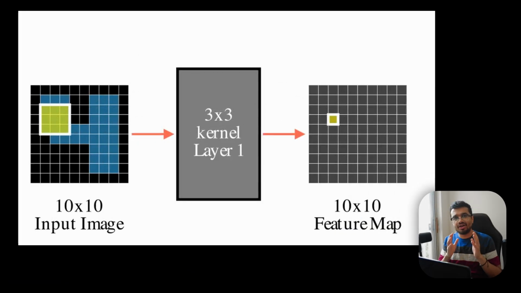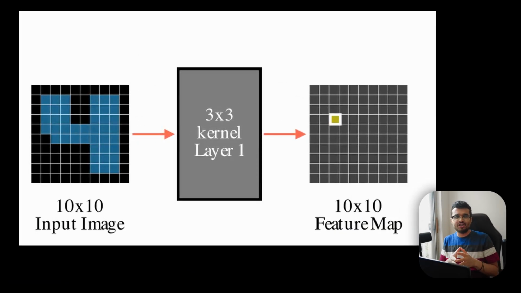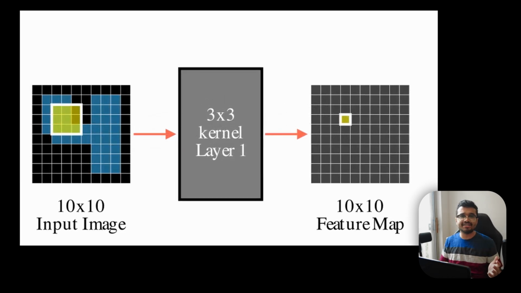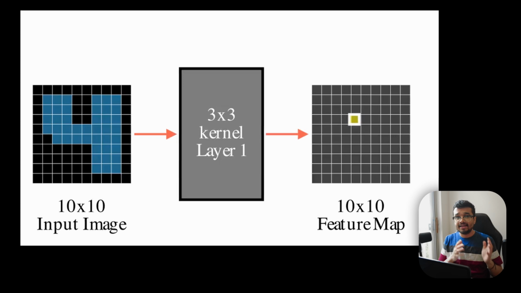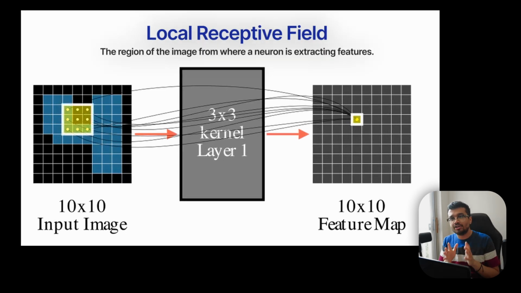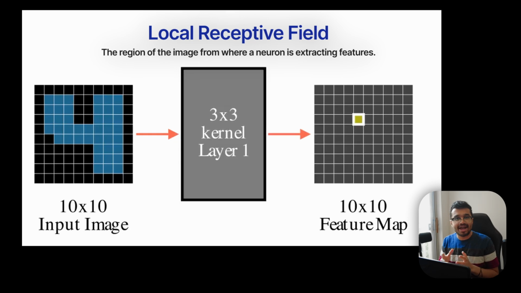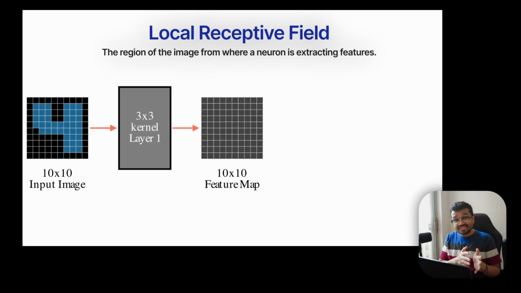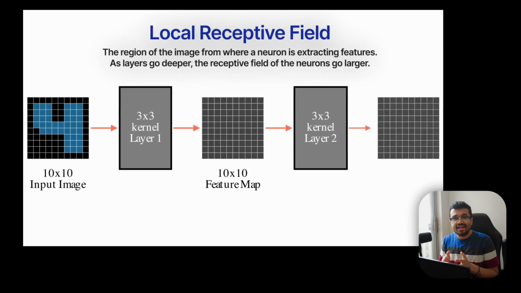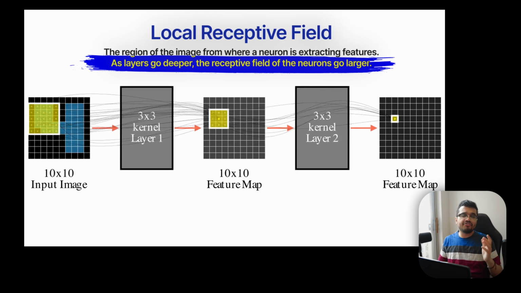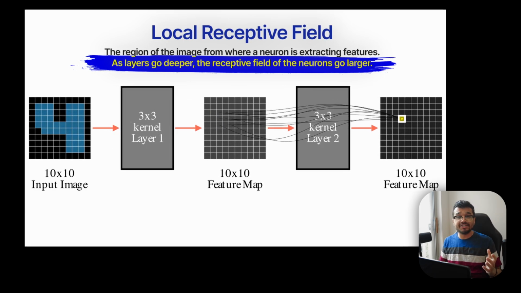Also notice that if you train just one 3x3 convolution layer, each neuron in the feature map is connected to just a 3x3 region of the original input image. This is called the neuron's local receptive field, the region of the image where this neuron is extracting all of the patterns from. But when we pass this feature map through another 3x3 layer, the new feature map indirectly creates a receptive field of a larger 5x5 region from the original image.